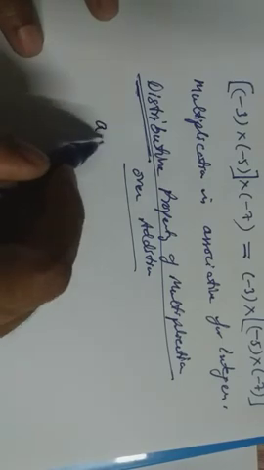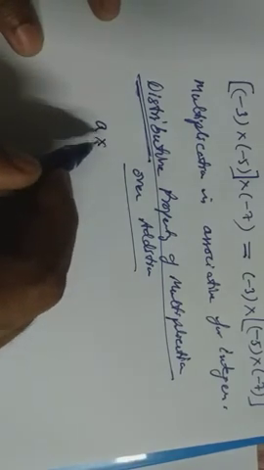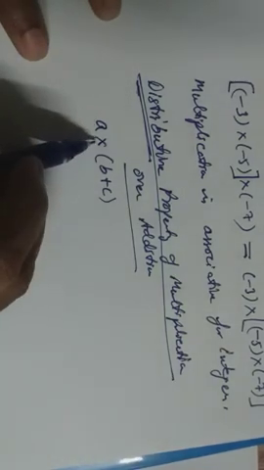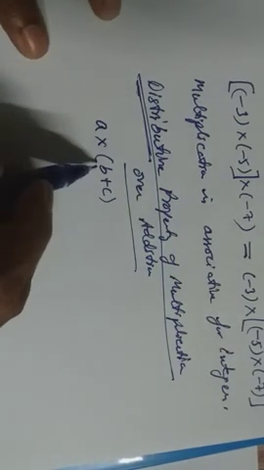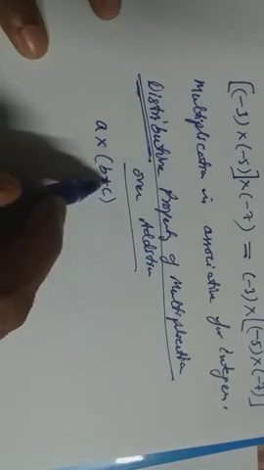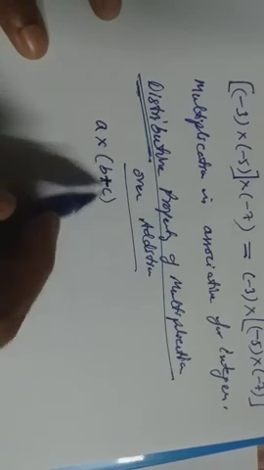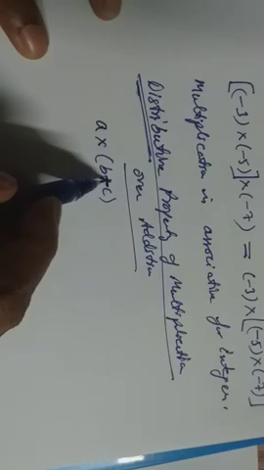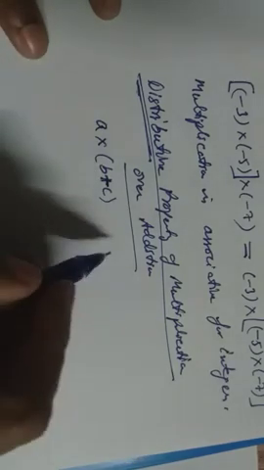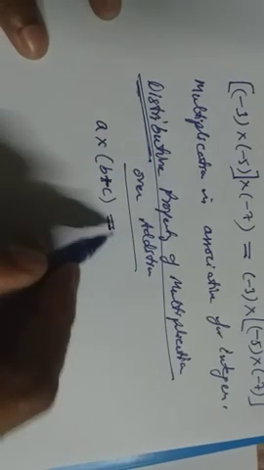If A, B and C are three integers, let us see what happens. If A is multiplied by the sum of two integers B and C, the plus sign indicates the sum of B and C. It may be a negative sign also, the difference of two integers multiplied by another integer. Is it equal to like this?